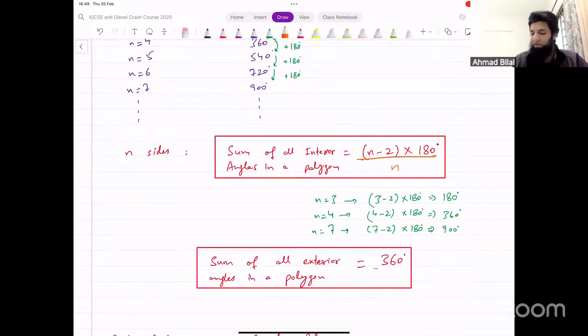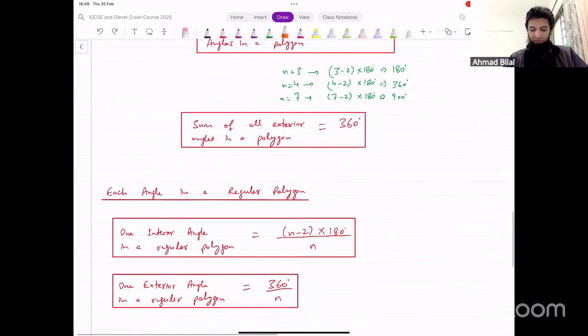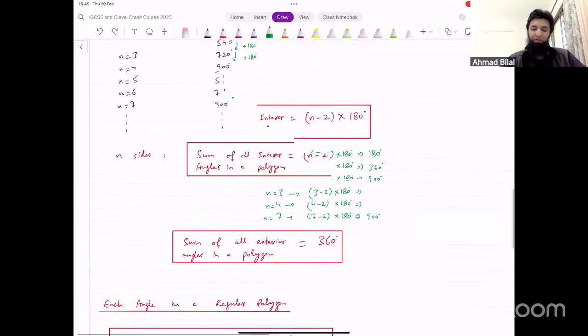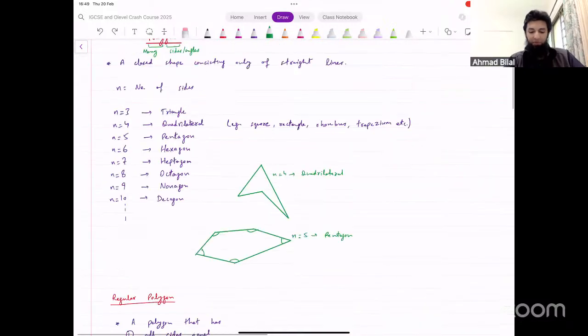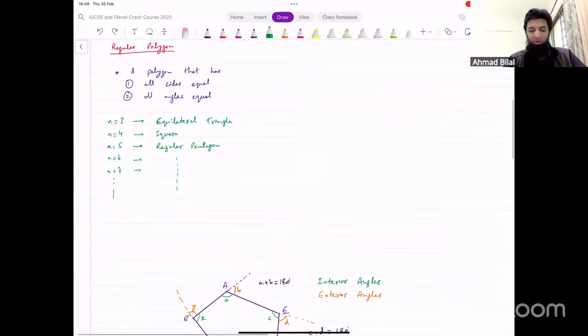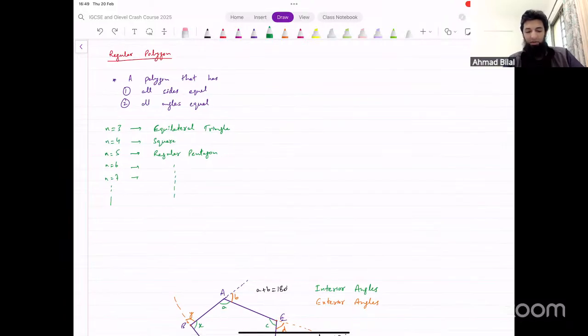And similarly here as well, you can divide this by n to get each particular angle in that regular polygon. These are just the 4 things that you need to remember here. You need to remember the names of these figures. You need to understand what a regular polygon is: it has all sides equal and all angles equal.